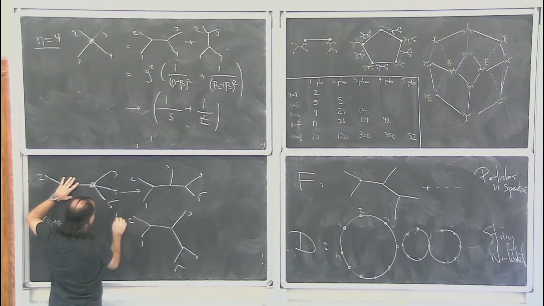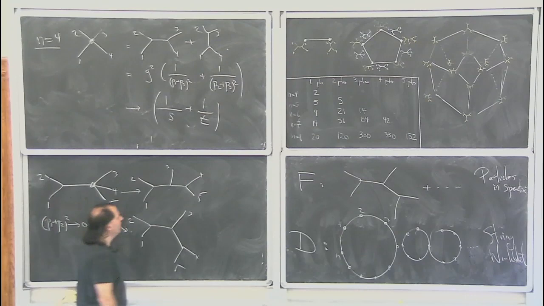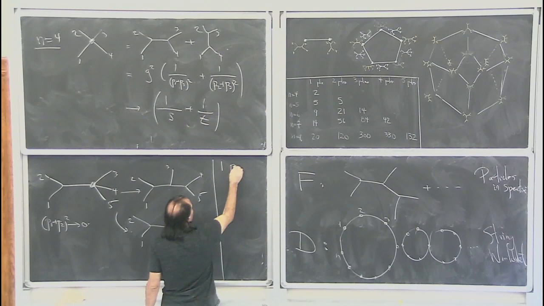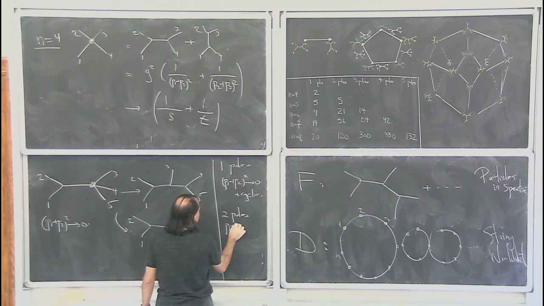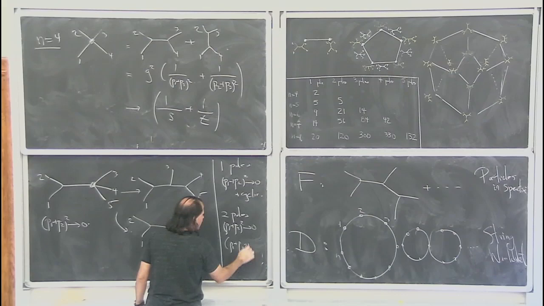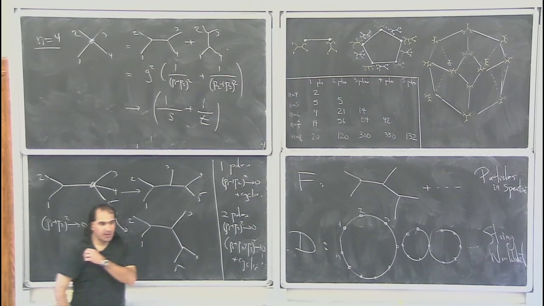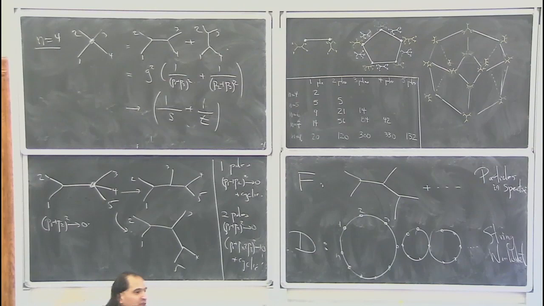Or if I make a list of the single poles that can blow up, the one poles are when I have P1 plus P2 squared goes to 0 and cyclic. But the two poles are when P1 plus P2 squared goes to 0, and let's say P1 plus P2 plus P3 squared goes to 0, and its cyclic friends. Okay, so there's 5 sets of single poles, but if I want to see how many double poles I can have, they have to occur in those combinations.